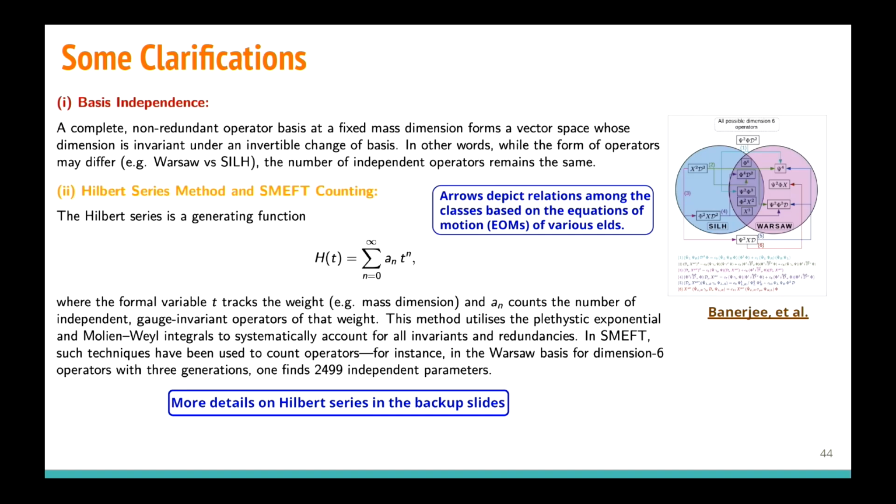Which ones? Not on the overlap. So there are 1, 2, 3, 4, 5 operators, which are 5 classes of operators. These are not the operators themselves, these are the classes of operators. So it's written in a cryptic way.